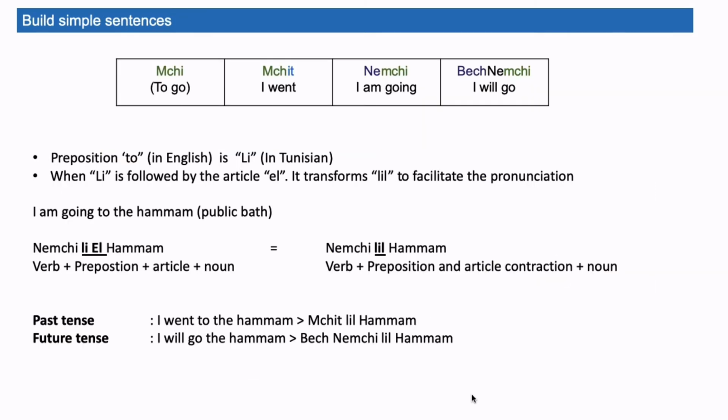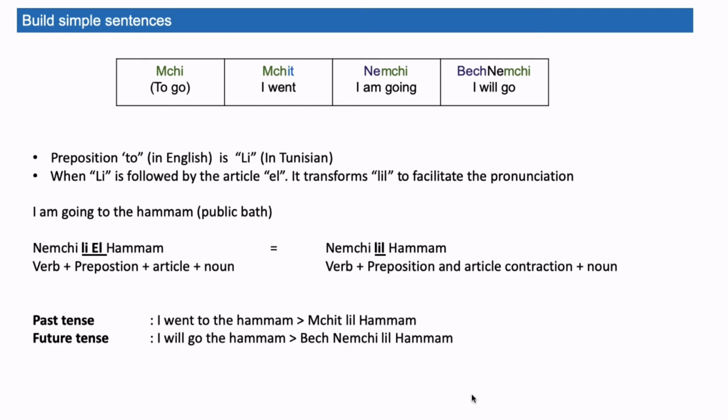Let's build some simple sentences with the verb mshi. To build a sentence, we place our conjugated verb at the start, followed by the preposition and the article, which in this case we will contract, and then we follow it with the noun. So, nemshi is to go in the present tense. We contract li and el, the preposition and the article, to give us lil, and the noun is the place that you are going to. In this example, the hammam, which is a public bath, giving you nemshi lil hammam. I am going to the hammam.